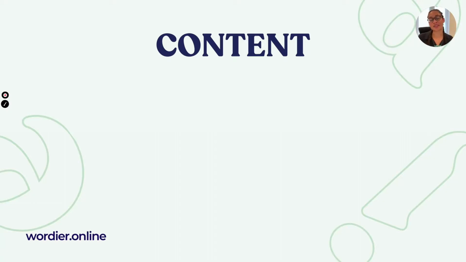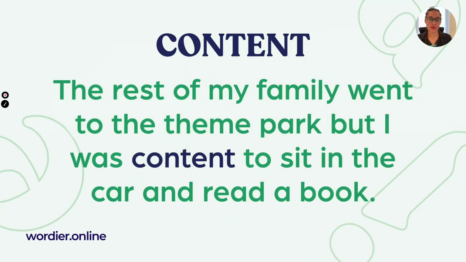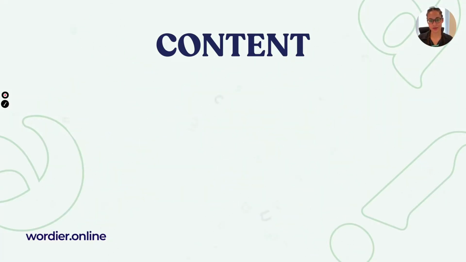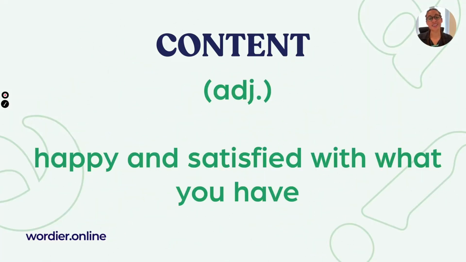And finally, content. Now, we're not going to do content as in the contents of the book, but we're going to do a slightly different word. It's a homograph, so it's spelt the same, said differently, and might be new to you. So, for example, the rest of my family went to the theme park, but I was content to sit in the car and read a book. I was content to do that. And that means it's an adjective, so this is the adjective form of the word, not the noun, and it means happy and satisfied with what you have. Content is how we say that.